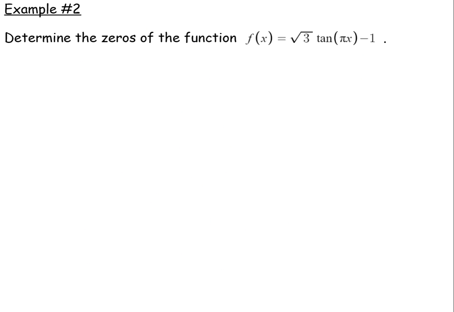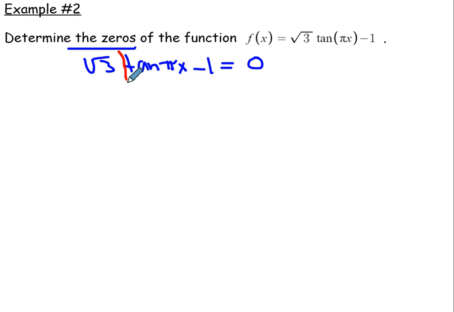Let's look at the second example. Now this one is using tangent. So find the zeros of the function f of x is equal to square root of 3 tangent of pi x minus 1. So what does it mean to find the zero? It means that you need to find when square root of 3 tangent of pi x minus 1 is equal to 0. So step 1, you need to isolate your tangent.